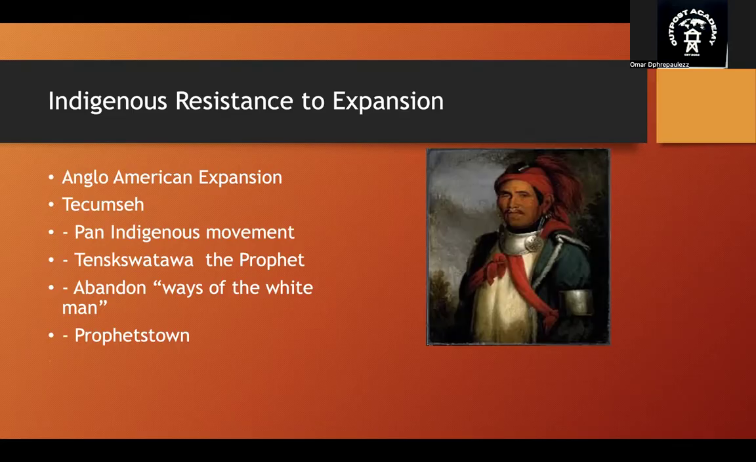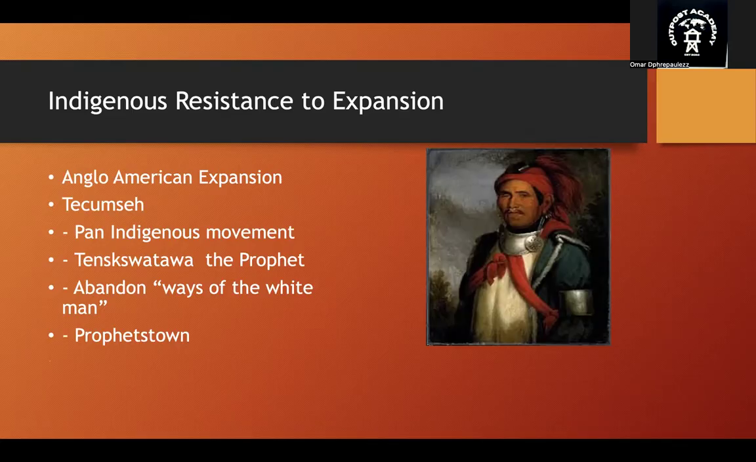Tenskwatawa, a prophet amongst the indigenous people, teams up with Tecumseh. He has a spiritual vision and gives up alcohol, and he begins to preach a spiritual message of renewal, telling the indigenous people to, quote, "leave the ways of the white man," unquote, and prosperity would return to them. They even build a town, Prophet Town, right?